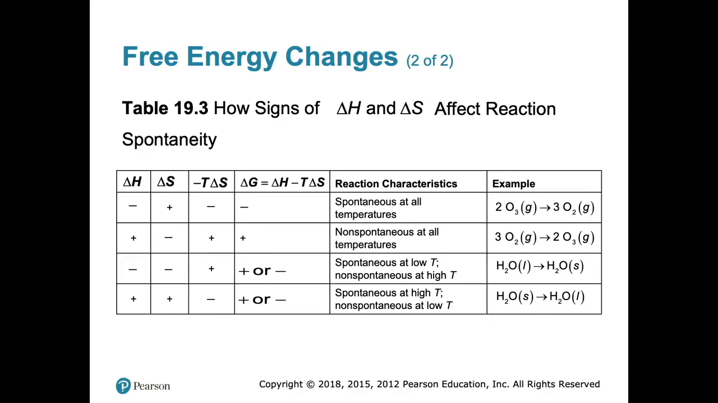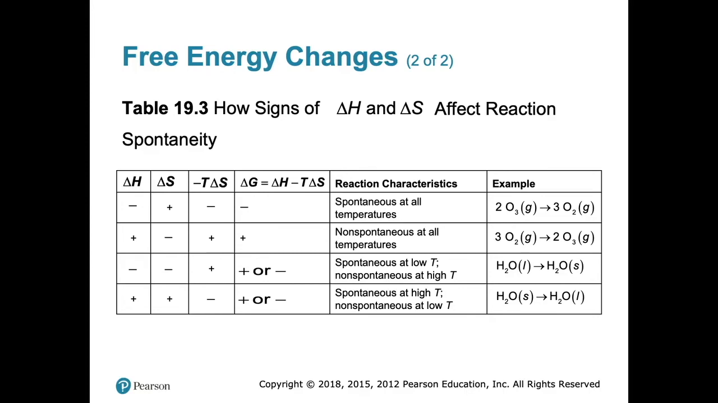Which gives you an overall negative delta G, right? And when that happens, it's a spontaneous reaction in the forward direction at all temperatures. Does that make sense so far? Okay. So, for example, the example here is that we have 2 ozones, and these 2 ozones spontaneously become 3 oxygens.